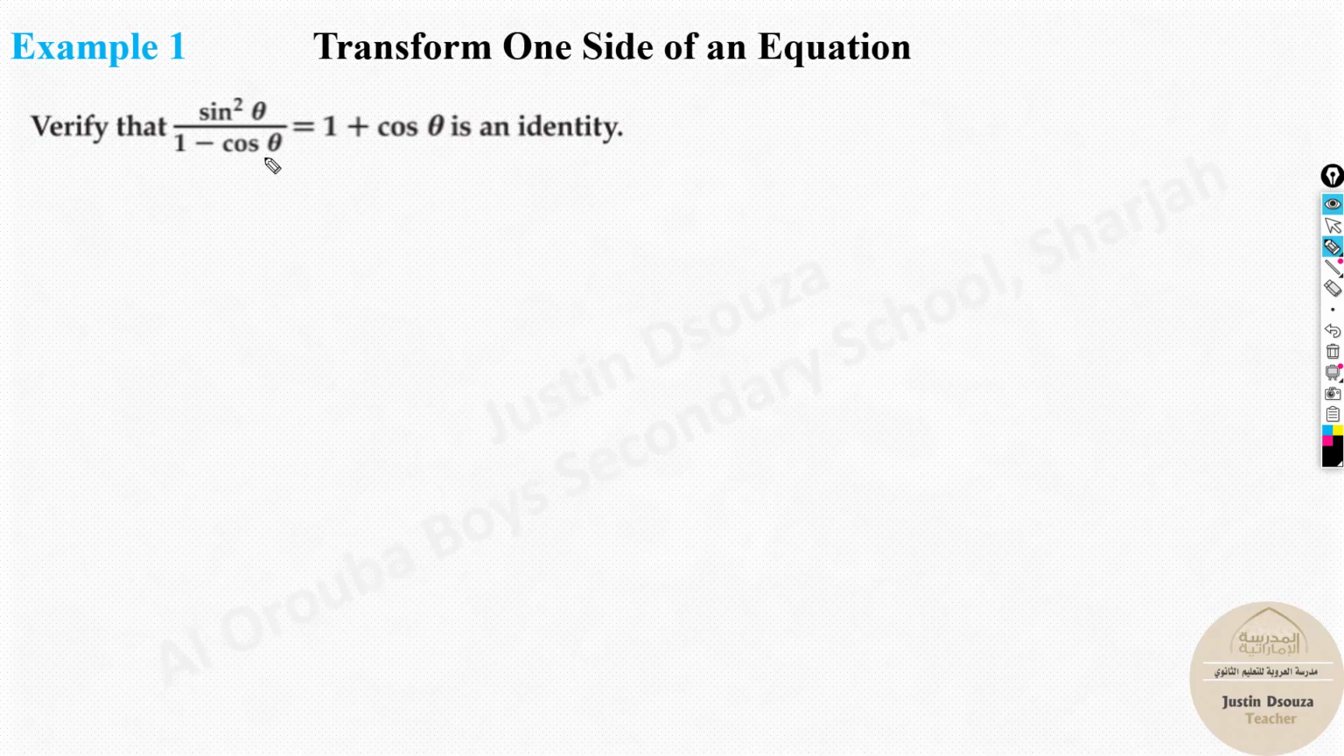So let's start solving. When you see such a problem, you must always remember the conjugate type of problems. You can solve it in different ways, but the simplest and easiest way is the conjugate method. That is, in the denominator and the numerator, you need to multiply whatever is there in the denominator but changing the sign. Over here we have sine squared theta, and here it is 1 minus cos theta. Multiply and divide by 1 plus cos theta.